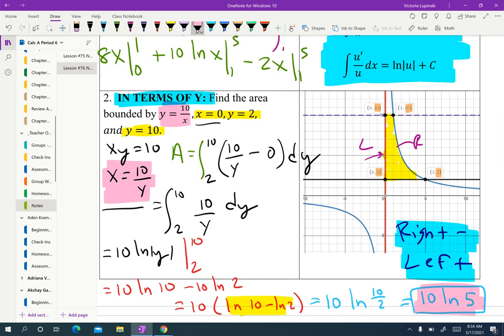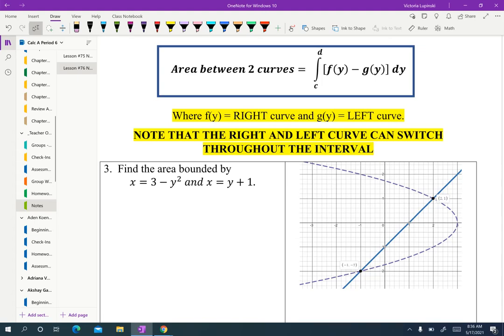Whether you do it in terms of x or in terms of y, you should get the same answer or an equivalent answer. If it doesn't look exactly the same, it usually just means you have to use a little bit of log properties to get them to be exactly the same. All right, so we just saw the same problem done two ways, one in terms of x and one in terms of y. And so now we have a slightly new formula. If you're trying to find the area between two curves and you're doing it in terms of y, notice that instead of f of x, it's f of y.